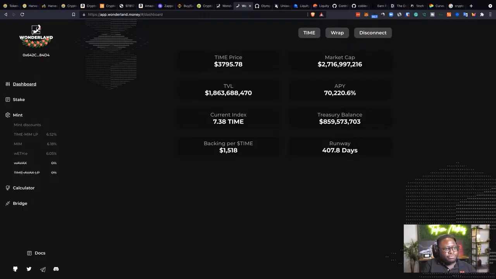But they have a $2.7 billion market cap. They have 1.8 billion in TVL, total value locked into their protocol. And this is the treasury they have that's backing the assets. It's never going to be one-to-one, but this shows you the runway, meaning how many days it would take for this to collapse, basically. So the runway is 407 days before this would collapse.